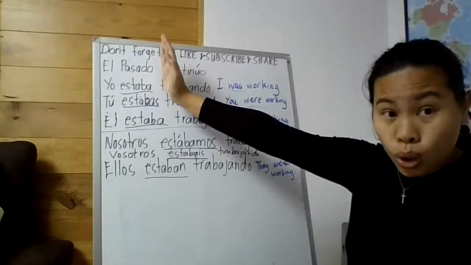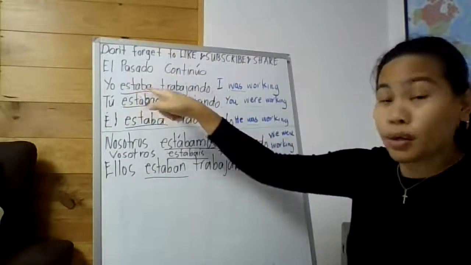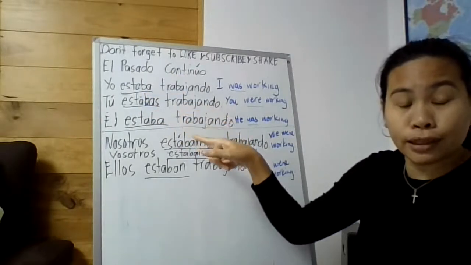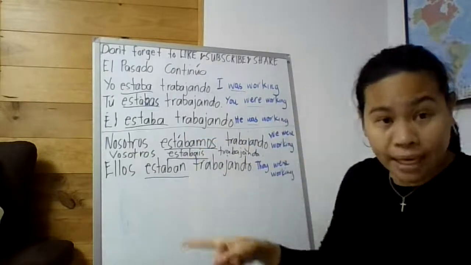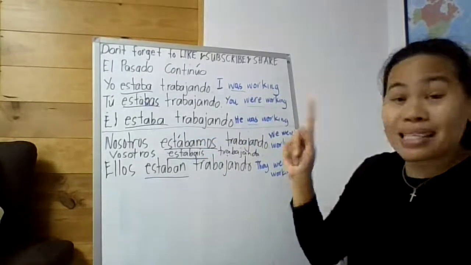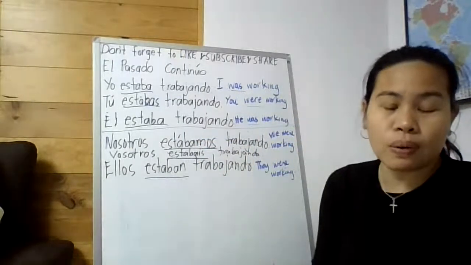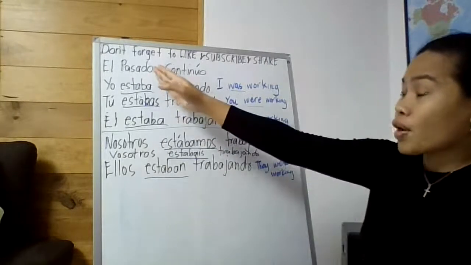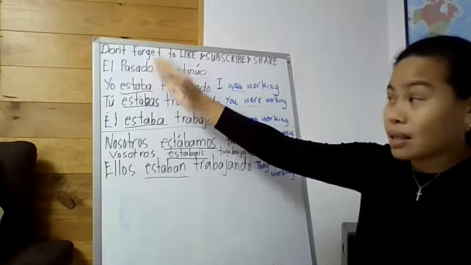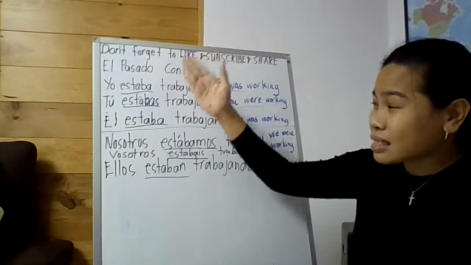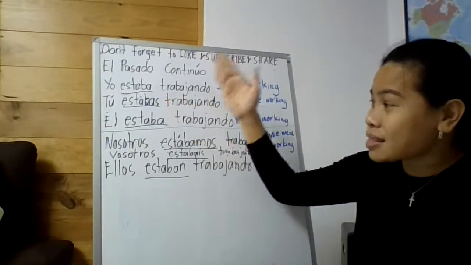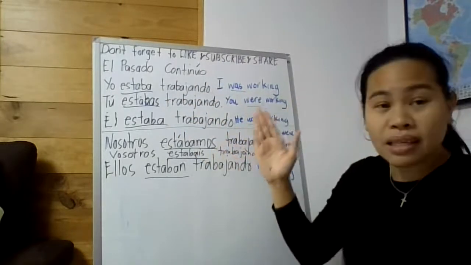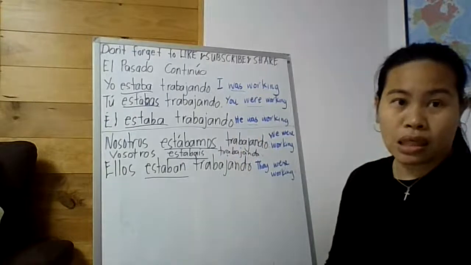The Spanish verbs that I underlined are the verb be in pasado simple. Okay? That is the simple past of verb be estar. Estaba, estaba, estabas, estaba, estábamos, estabais, and estaban.